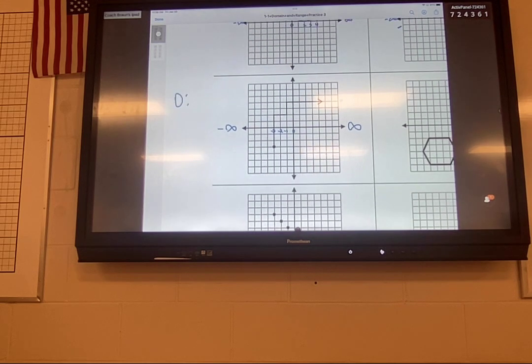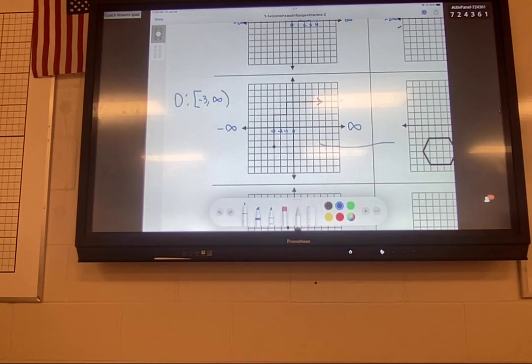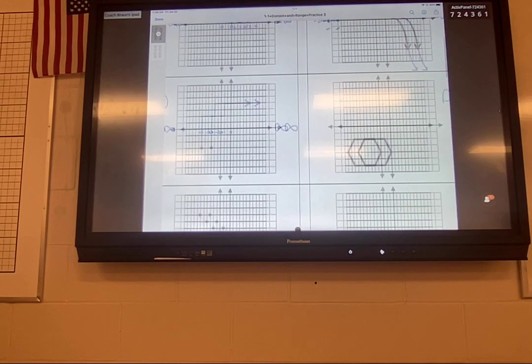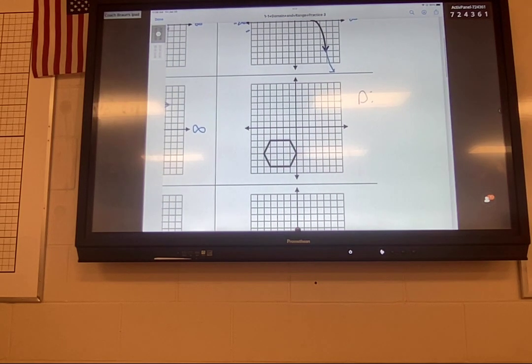Check this out. He said from -3. Why did you say positive infinity to the right? So that line is going out and it ain't stopping. That arrow right there means it does go on forever that way. It ain't stopping. Slide over to this one.